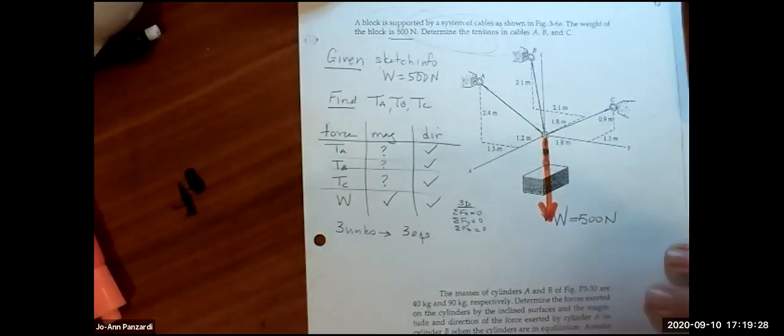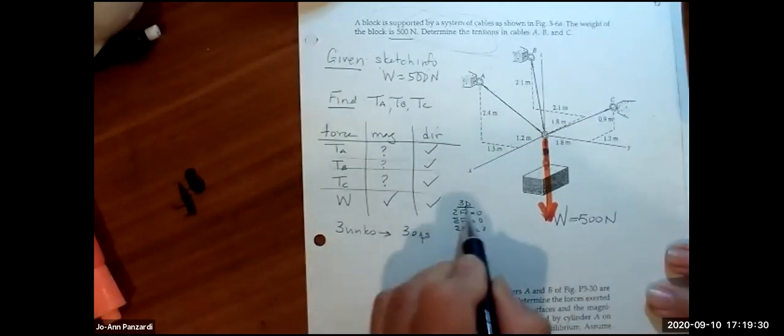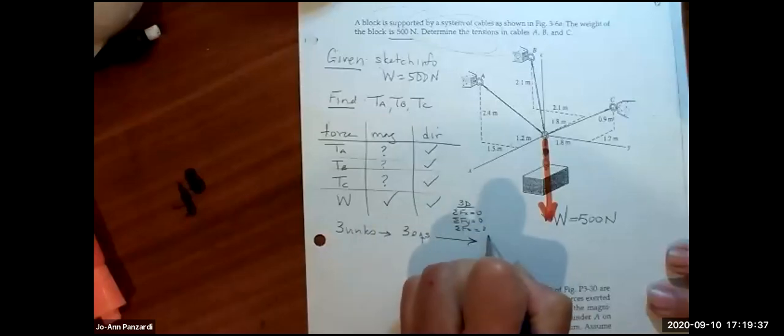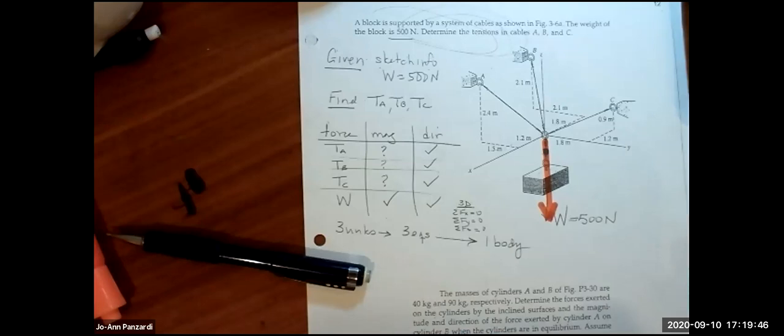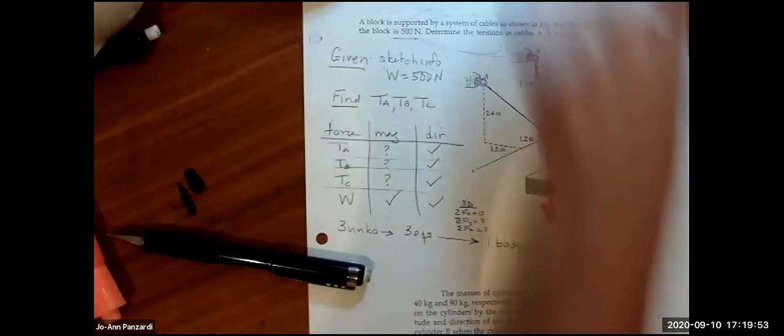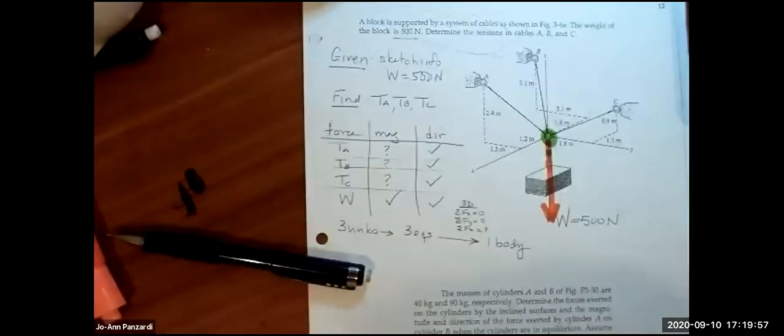Okay? So if we need 3 equations and we have a 3D body which has the potential of giving us 3 equations, how many bodies do we need to analyze? Just one. And what body do you want to analyze? That center point, the link. Why did you pick the link? Because all of the forces are coming from it or touching it. That's right. All the forces converge at this point.